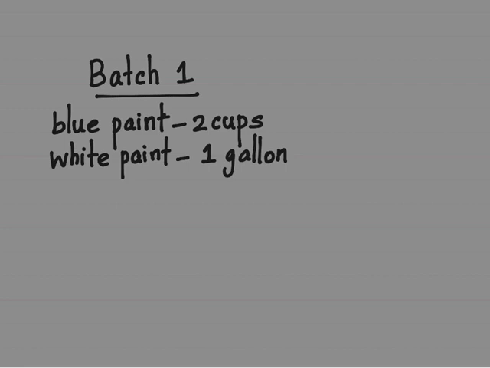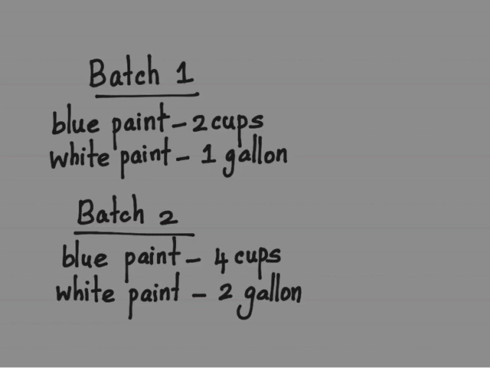How can we make 2 batches? To make 2 batches, we have to make one more batch, right? So we need to double the amount of paint in batch 1 to make the second batch.